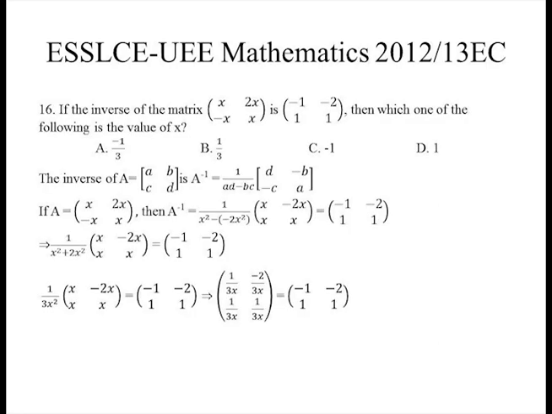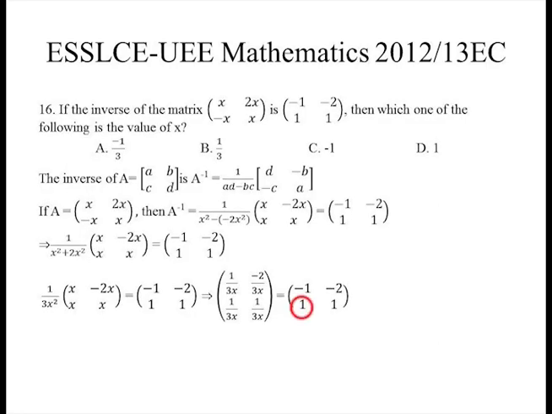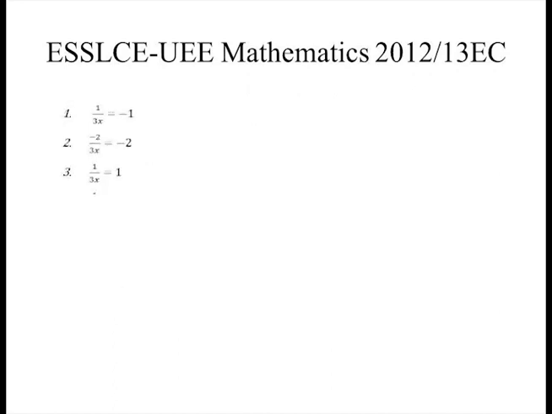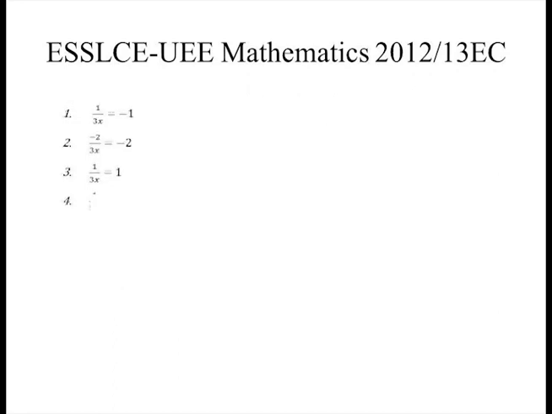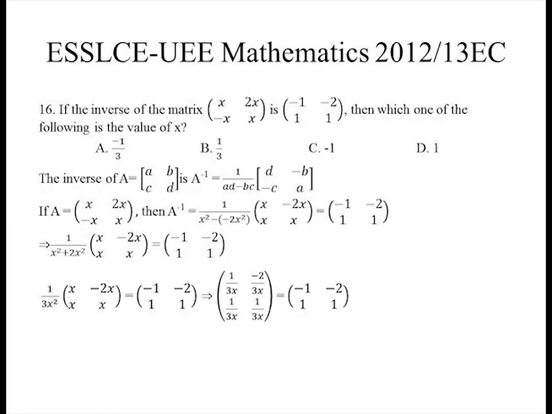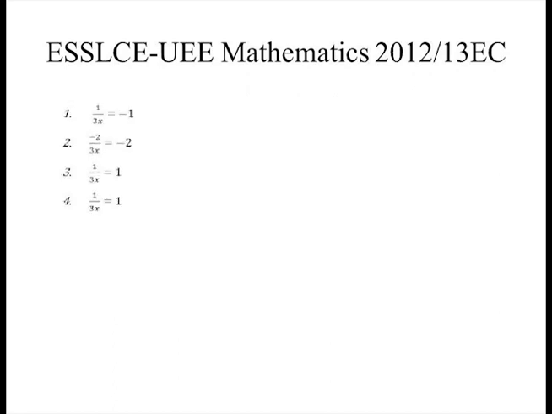First element of second row of the left hand side matrix, that's 1 over 3x, is equal to first element of second row of the right hand side matrix, that's 1. Second element of second row of the left hand side matrix, that's 1 over 3x, is equal to second element of second row of the right hand side matrix, that's 1. In all cases, we have to find similar result. In case 1, that's 1 over 3x is equal to negative 1.